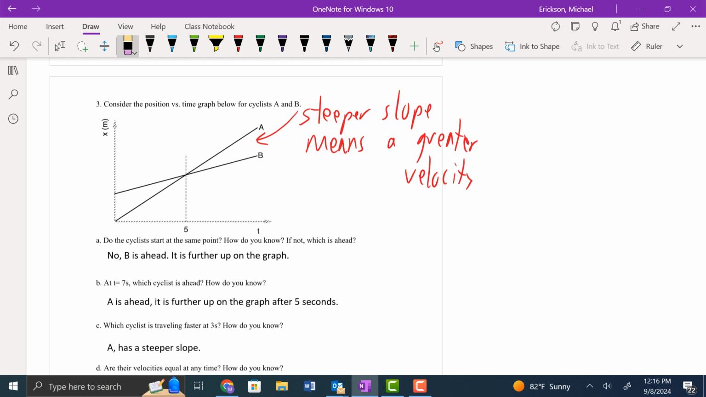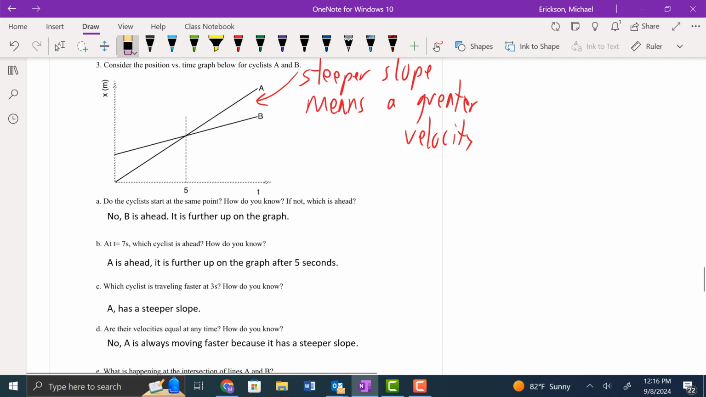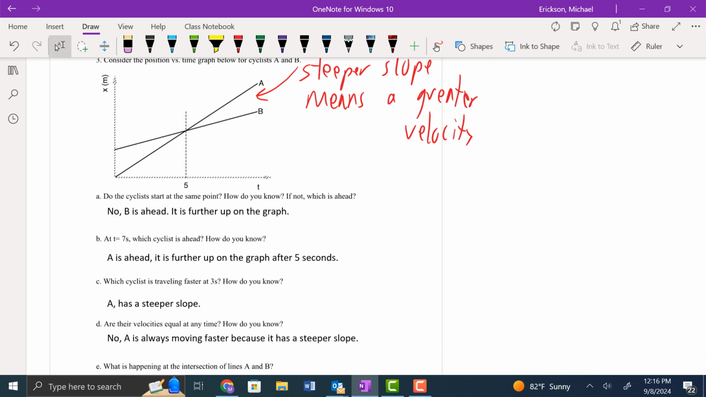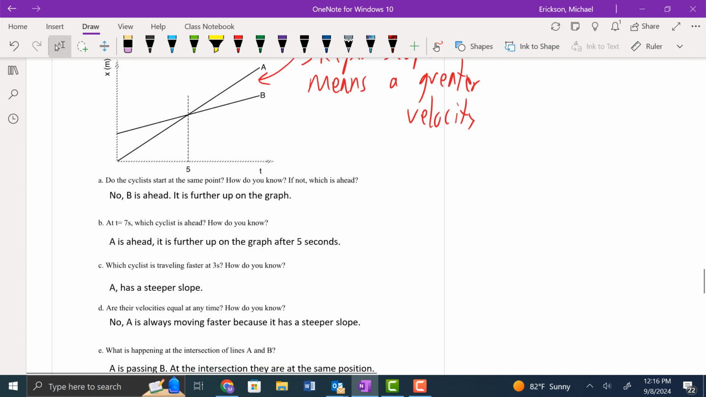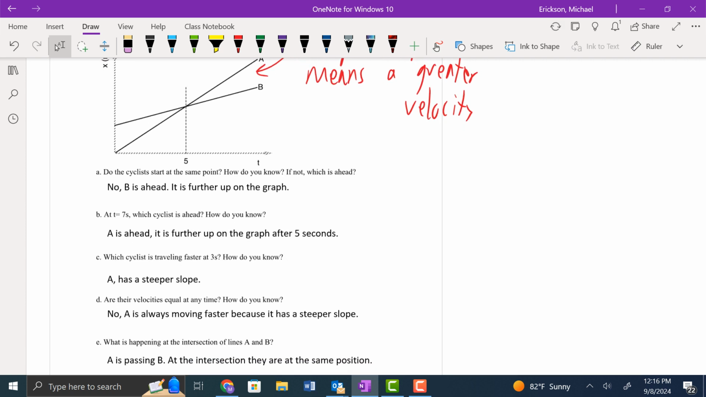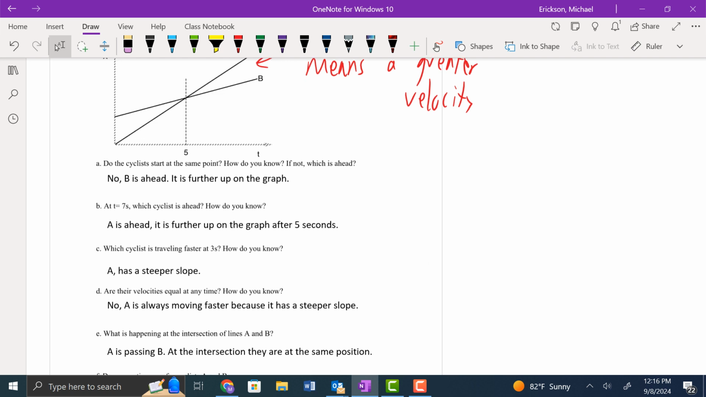The slope of it determines velocity. A at this intersection just always has a steeper slope, so A has the faster velocity. What's happening at the intersections? That is just where they're passing each other. So they start to pass each other. At that moment in time, they are at the same position.